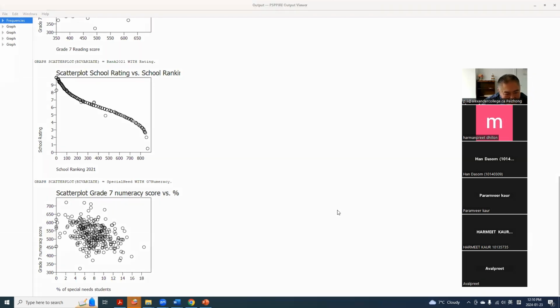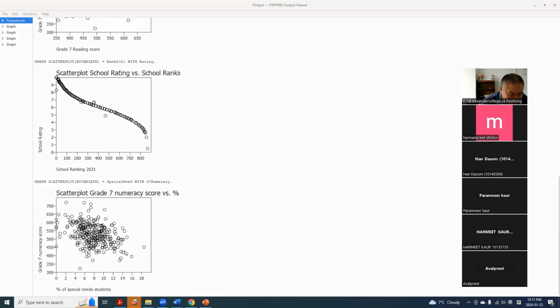Yeah, weak. Really weak because here, these schools have zero special needs students, but some of them also have low grades. Some of them have high grades. Although most schools show a linear trend that is negative, a weak negative correlation, you can still see a correlation.